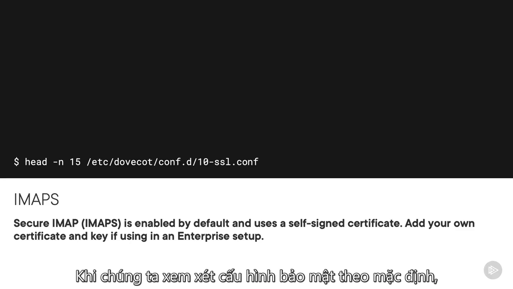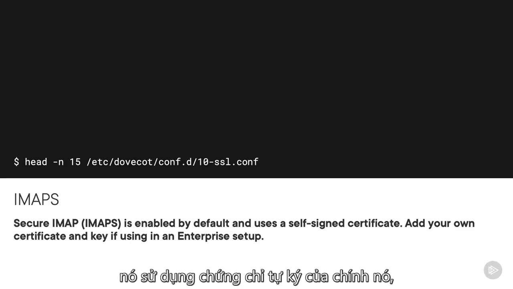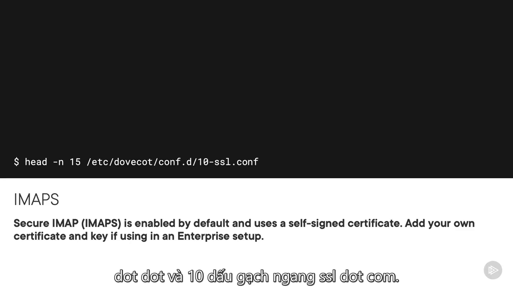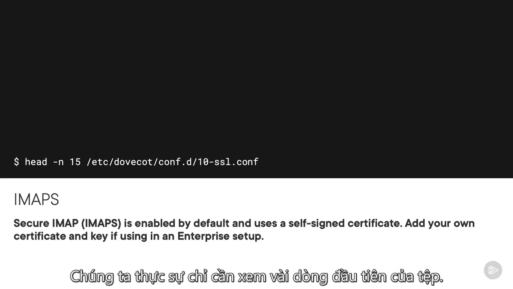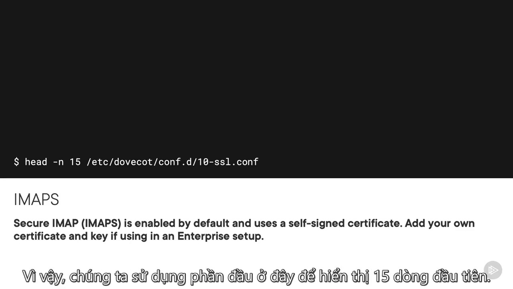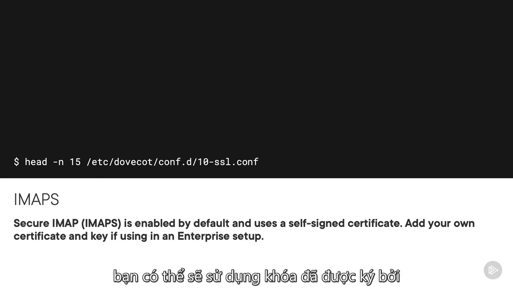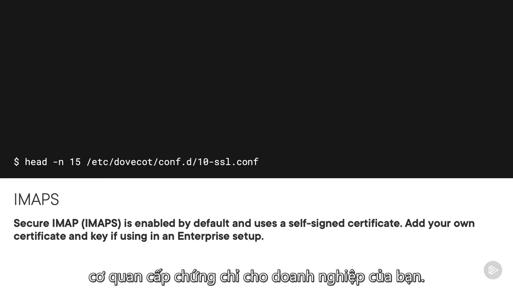When we look at the security configuration, by default, it uses its own self-signed certificate. We can see the configuration inside of /etc/dovecot/conf.d/10-ssl.conf. Now, we only really need to see the top few lines of the file, so we're using head here to display the top 15 lines. Of course, if you're using this in your own enterprise environment, you're probably going to be using a key that's been signed by your certificate authority for the enterprise.